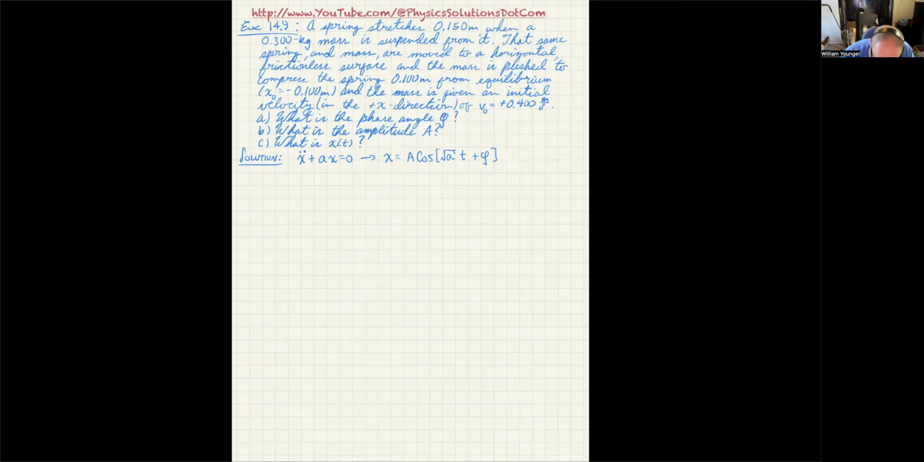So that's the general solution. In the case of a harmonic oscillator that is actually a mass on a spring, the constant is actually k over m. So in that case, we get x double dot plus k over m x is equal to 0, and that means x of t should equal A cosine omega t plus phi, where omega is defined to be the square root of k over m.